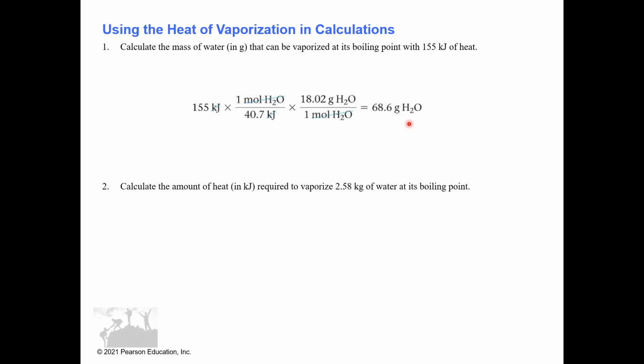Here's another one. How about you guys try this out? Calculate the amount of heat in kilojoules required to vaporize 2.58 kilograms of water at its boiling point. So pause the video, work this out. It is very similar to the first one, but this time you're working backwards. Work it out, and when you're ready for the answer, click play.